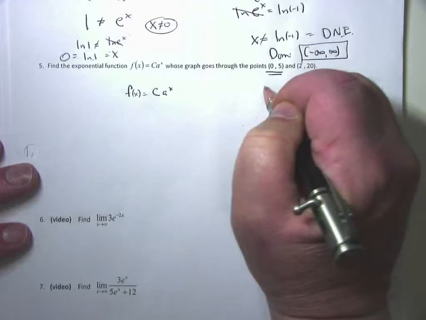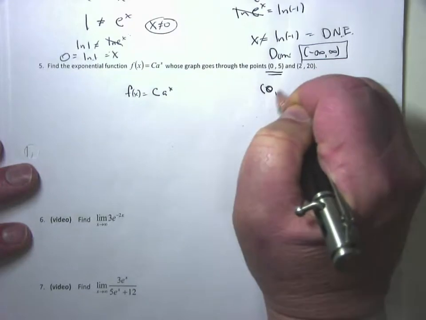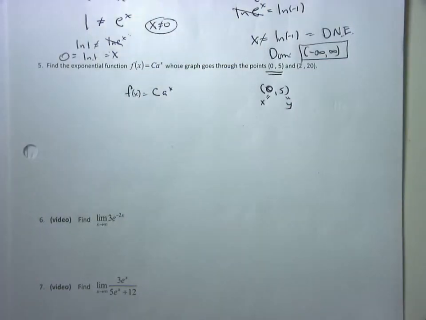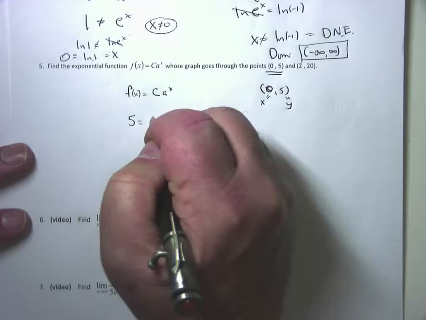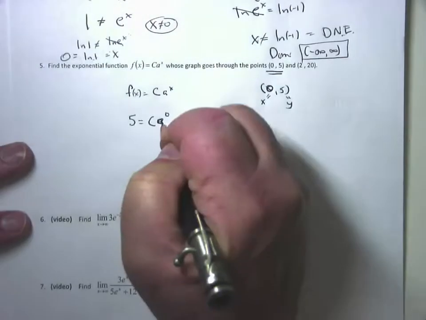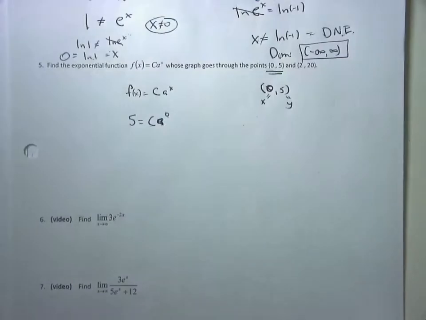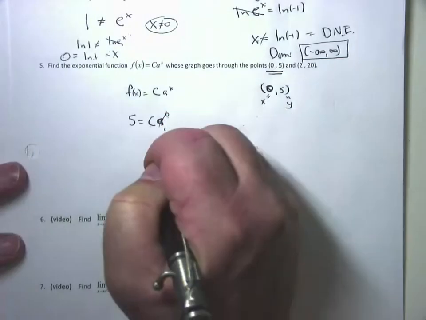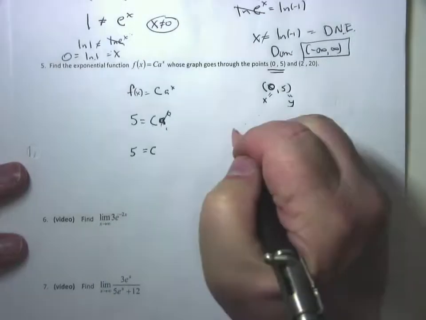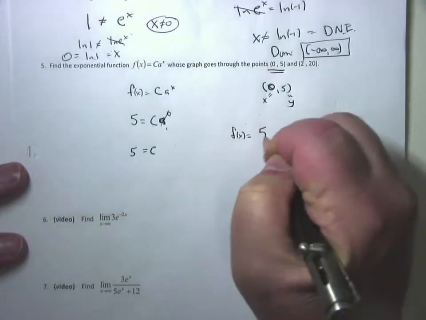You first start with your first point, which is (0, 5). So when x equals 0, y, or the function, equals 5. Plug it in. So 5 would be equal to c times a to the 0. What is a? Any number base, got to be bigger than 1, raised to the 0 power. What's anything to the 0 power equal to? 1. So this tells me c is equal to 5. Does that make sense? And therefore, you have the function f of x is equal to 5 times a to the x.